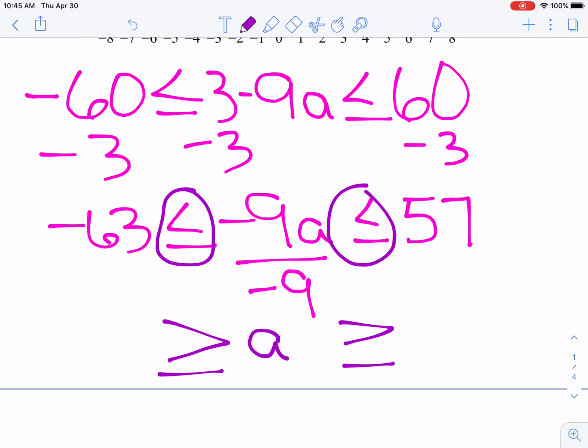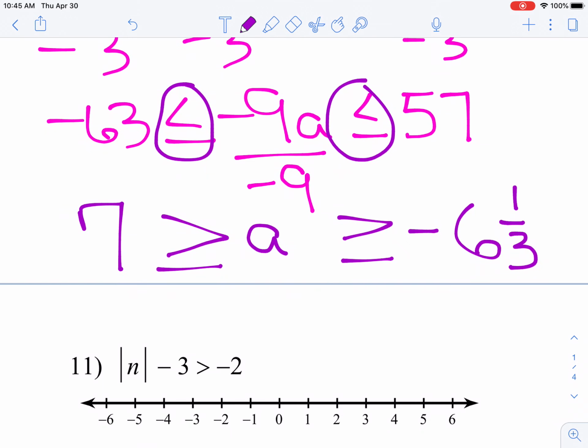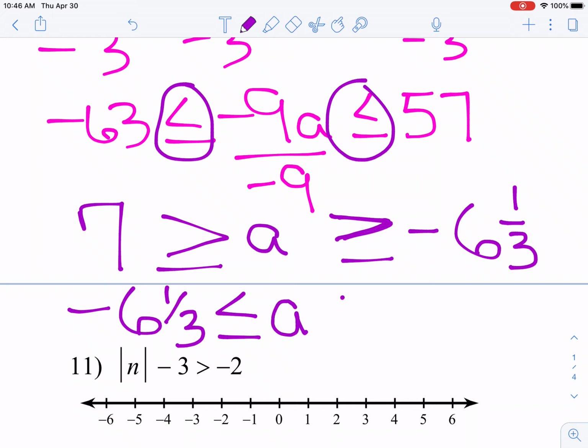Negative 63 divided by negative 9 is going to be positive 7. And 57 divided by negative 9 is negative 6 and 1/3. You could leave it as an improper fraction, but I wouldn't know how to graph the improper fraction. I would still need to know what the decimal form or the fraction form is. All right, so this is written sort of backwards. So I would rewrite it so that it's negative 6 and 1/3. And the point here is going towards that number, so when I rewrite it, it goes towards it. So negative 6 and 1/3 is less than or equal to a, which is less than or equal to 7.